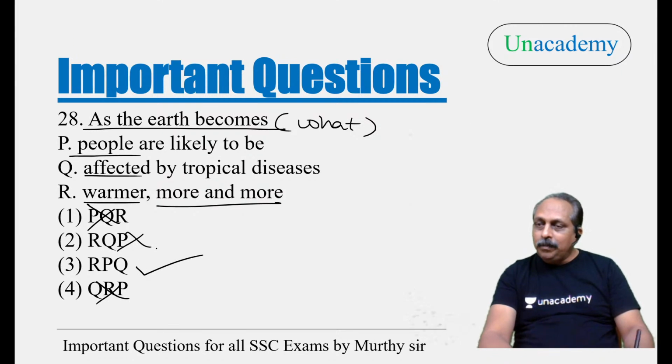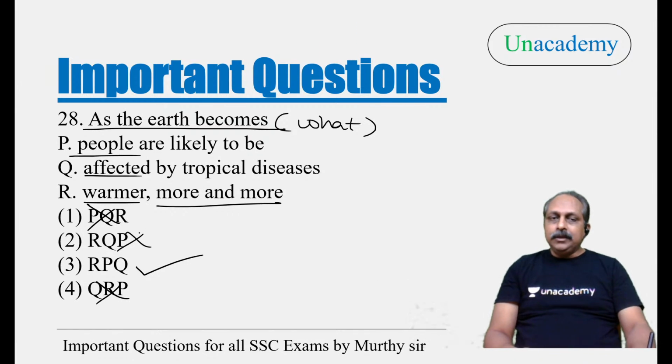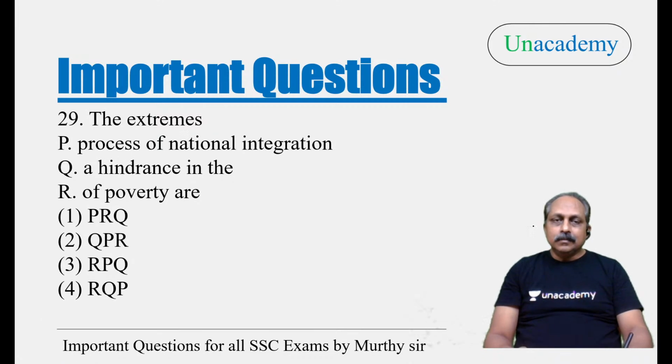It is not the second option. Third option. As the earth becomes warmer, more and more people are likely to be affected by tropical diseases. More and more people. Based on that, you have to decide. The extremes.